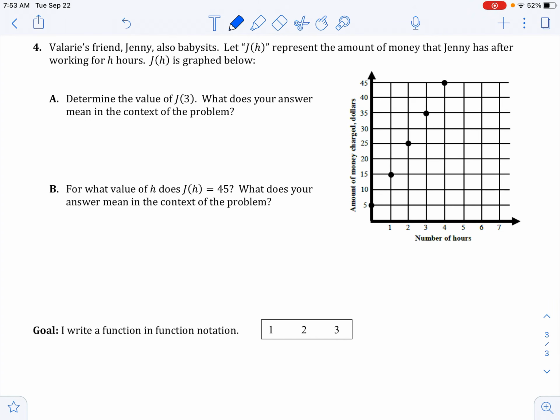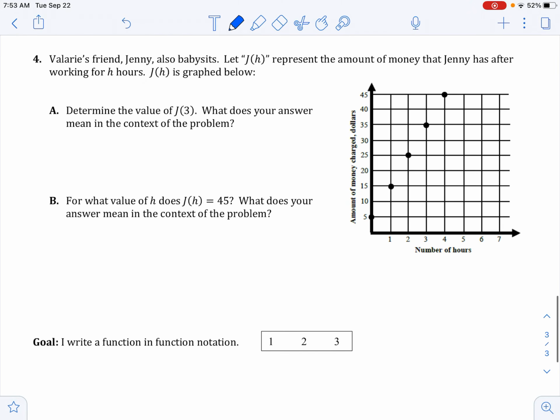Next, we're going to be looking at a graph and doing the same thing. So it says Valerie's friend Jenny also babysits. Let J of H represent the amount of money that Jenny has after working H hours in the graph below. So they didn't use X, they used H. They used H instead of X and J of H instead of Y. Determine the value of J of 3. What does your answer mean in the context of the problem?